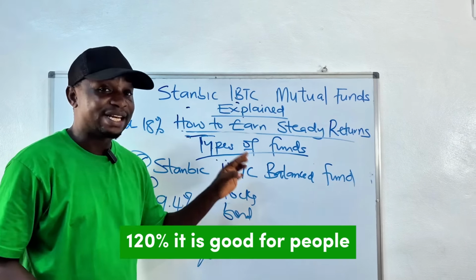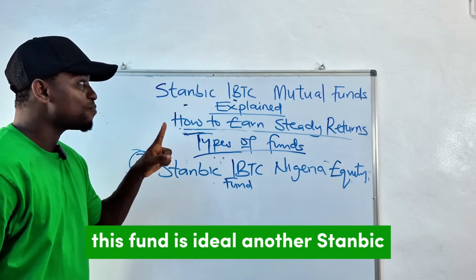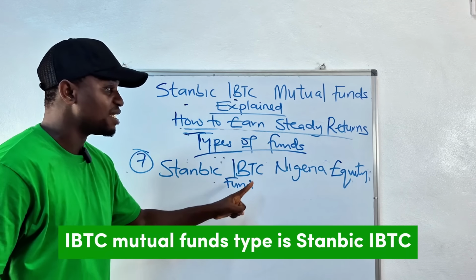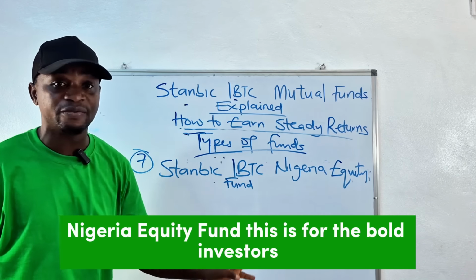120%. It is good for people that are saving for long-term goals, like children's education, or those who just want a steady blend of growth and safety, or people that are saving for retirement. This fund is ideal. Another Stanbic IBTC mutual funds type is Stanbic IBTC Nigeria Equity Fund.